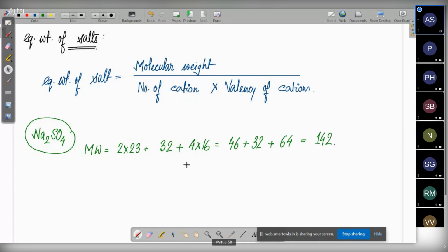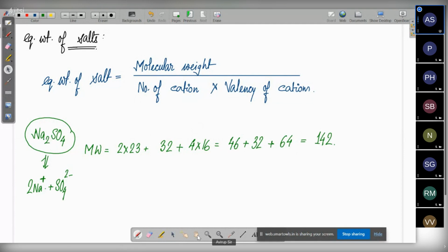142 is the molecular weight. Now tell me, if you break this, how many cations are you getting? 2 sodium atoms, 2 Na plus, 2 Na plus, and 1 sulfate, SO4 2 minus. So there are 2 sodium, as you can see, Na2. So there are 2 sodium ions.